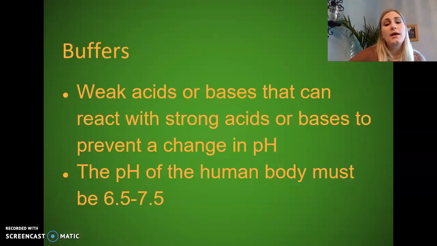Buffers. This is when we take a weak acid or a weak base, so it can react with a strong acid or a strong base in order to neutralize the pH. The pH of the human body must remain in between 6.5 to 7.5. And even then, your blood is at 7.4. Your blood is based off of how much acid is in there. And we have these bicarbonate ions that are there to help neutralize the pH. That way it doesn't get too extreme.